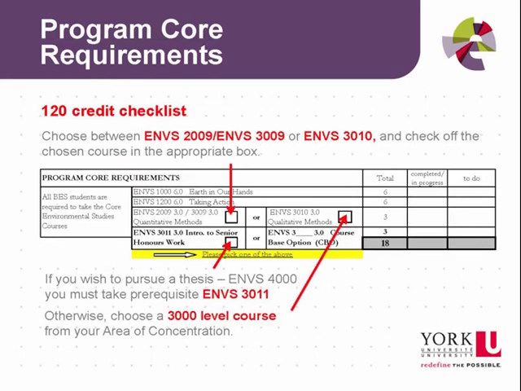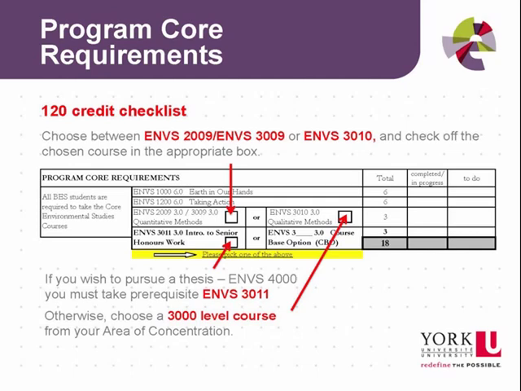You can now jump to the top of the page, Program Core Requirements. Shown here is the 120 credit checklist. The courses listed here are all required to complete your degree. Go through each row and mark which courses you've completed or are in progress, along with the courses left to do. You'll mark the proper credit value, a 3 or 6, in the appropriate column.